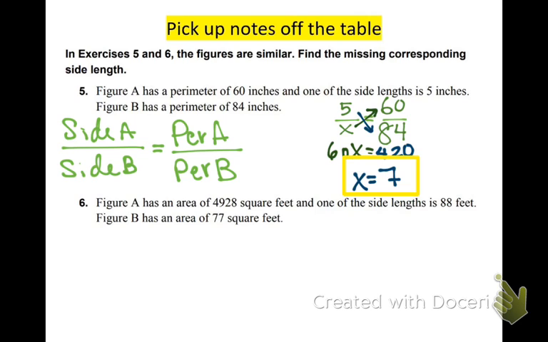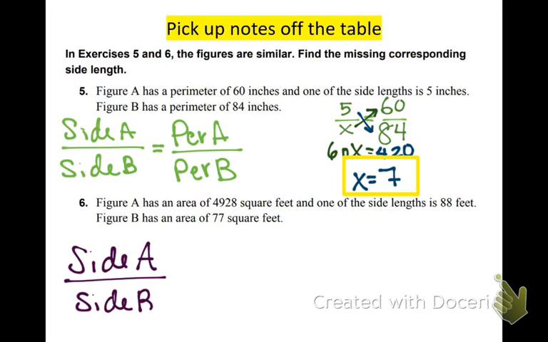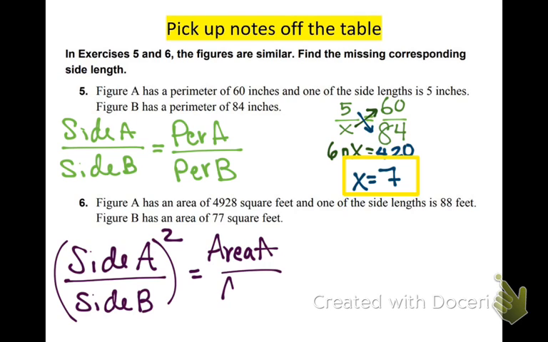For the area formula, it is very, very similar. You do side A over side B squared equals the area of A over the area of B.